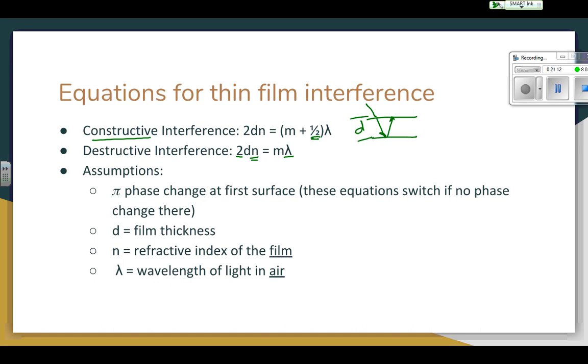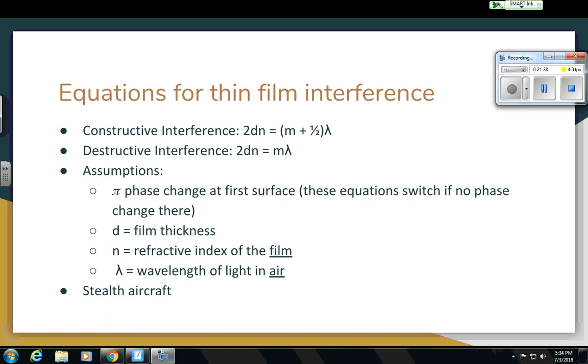And the N and the lambda account for the fact, this is kind of funky, but it accounts for the fact that the wavelength of light also changes in that film. So we're not going to mess with it too much. Instead, with these equations, we're going to use the index of refraction of the film and the wavelength of the light in air, and that will work itself out for us. You can see more details about that in the textbook if you'd like.